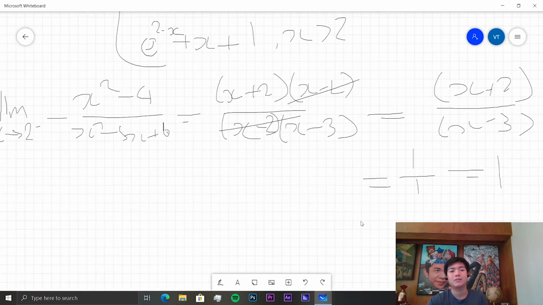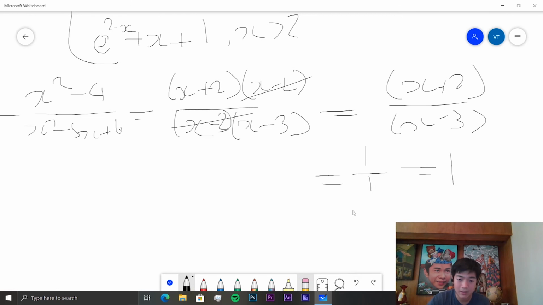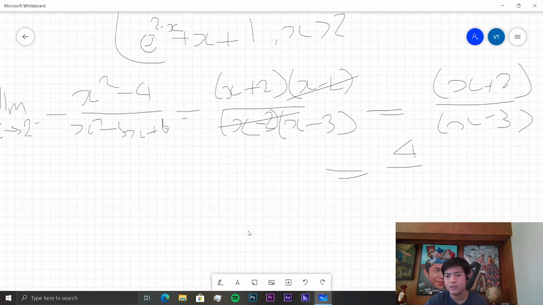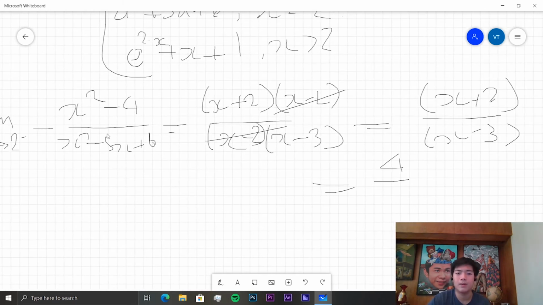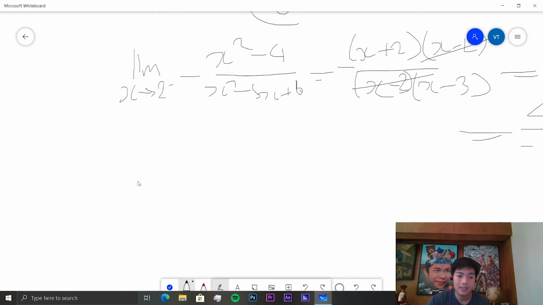x plus 2 over x minus 3, as x approaches 2. Oh, wait, no, sorry. We're not doing that method. Ignore that. So we have 4 over 2 minus 3 minus 1. Oh, negative of this entire thing. So negative 4 over negative 1. So this should be equal to 4 from the left-hand side.